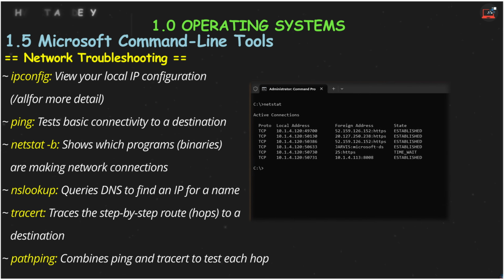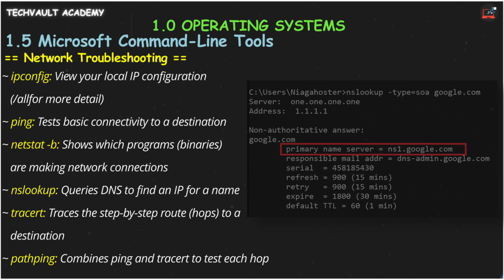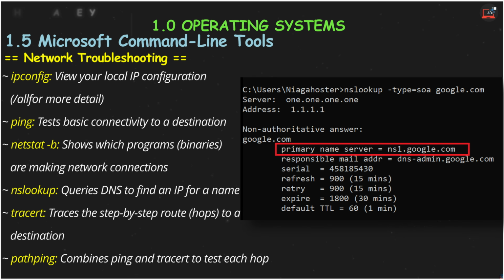Netstat, or Network Statistics, shows all active connections. Use netstat -a to see all connections and netstat -b to see which program or binary created the connection. This one requires an elevated prompt. NSLOOKUP lets you query a DNS server to find the IP address for a name.